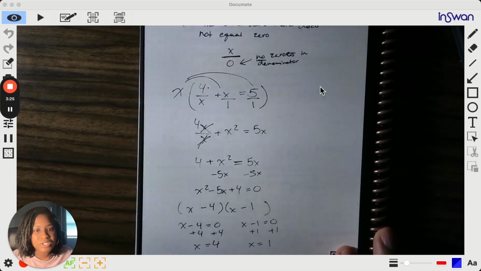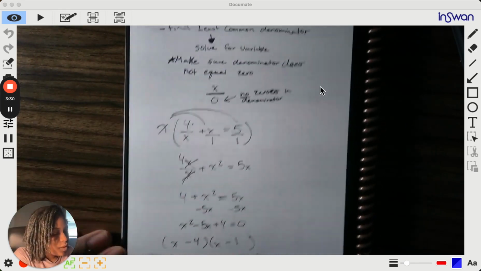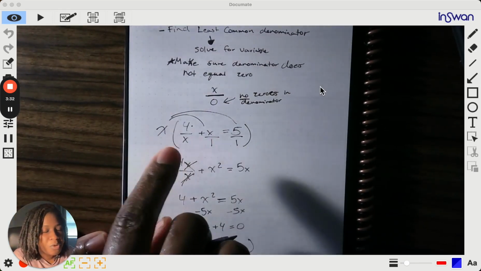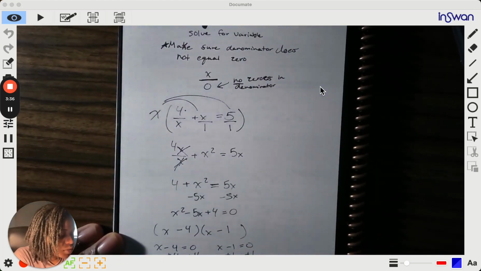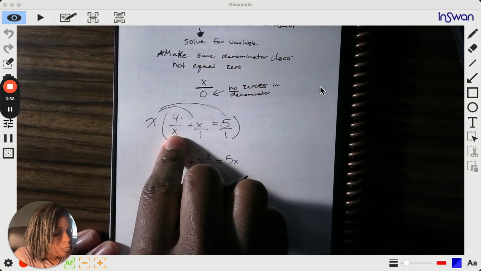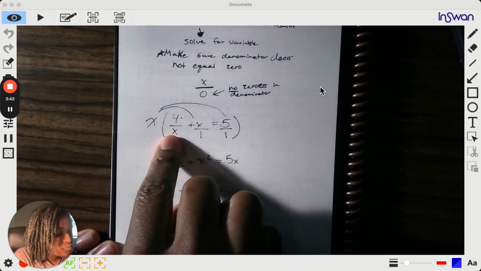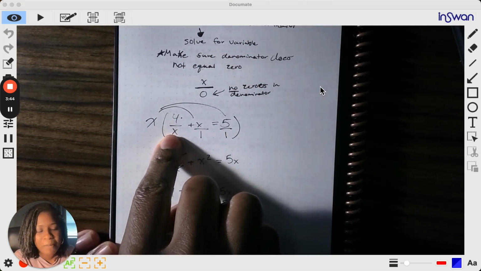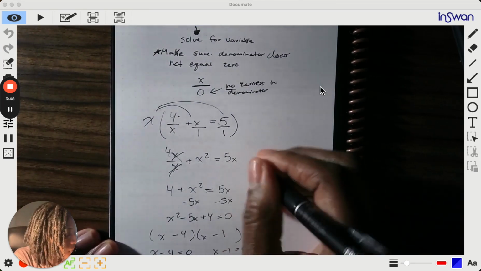Now, I need to make sure that these answers, if plugged into the original equation, will not make this denominator 0. So I have x equals 4. That will work just fine. My denominator won't be 0. I have x equals 1. That works just fine. My denominator won't be 0. So these are both good.